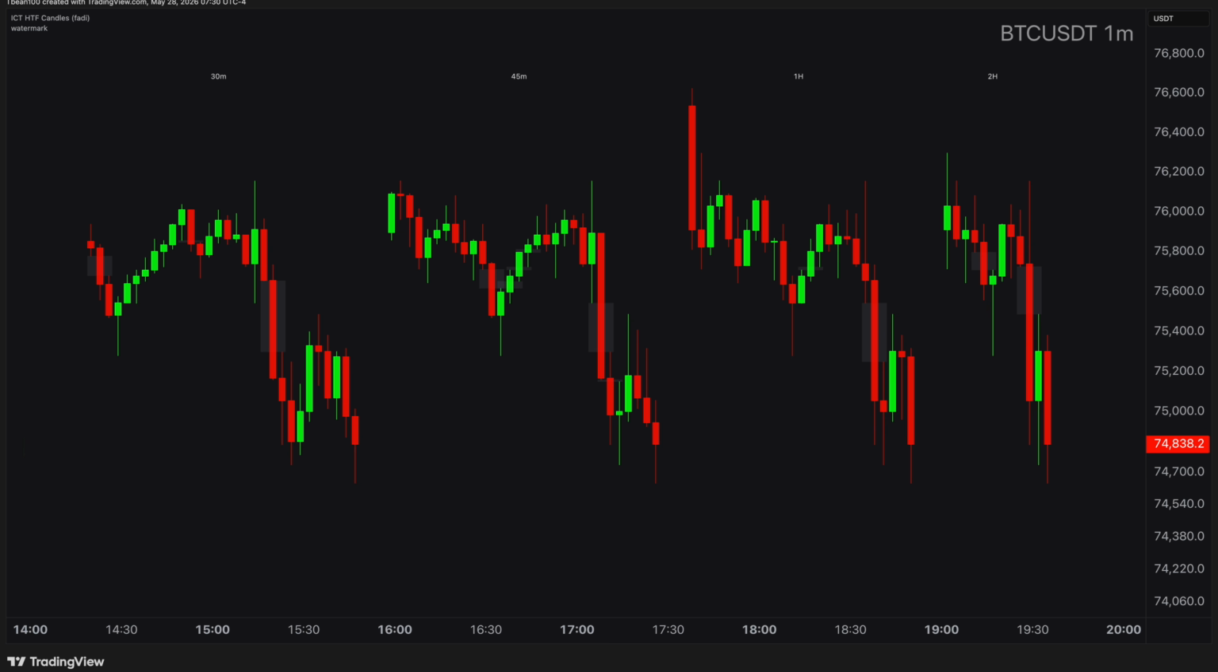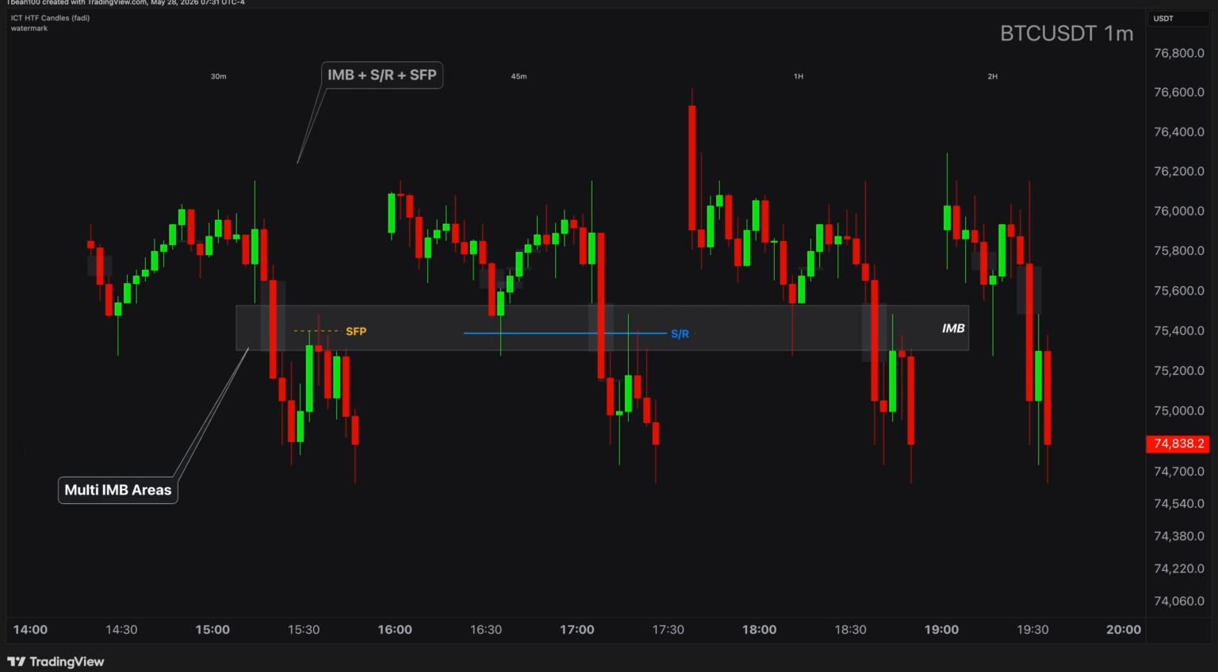Using it, I observed multiple imbalance areas forming across several time frames, mostly on the higher minute and hourly charts. As an additional confirmation, I noticed an impressive support and resistance flip happening across all these time frames. The setup was further validated by a single swing failure pattern. Altogether, we had an imbalance, a support and resistance flip, and a swing failure pattern combining together, making this area extremely strong for a potential price crash.